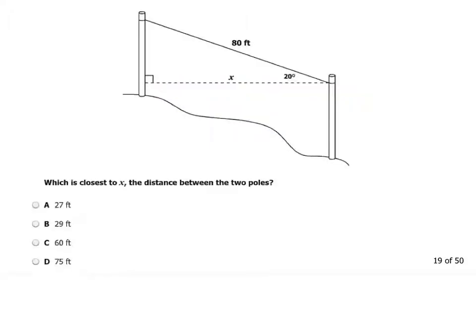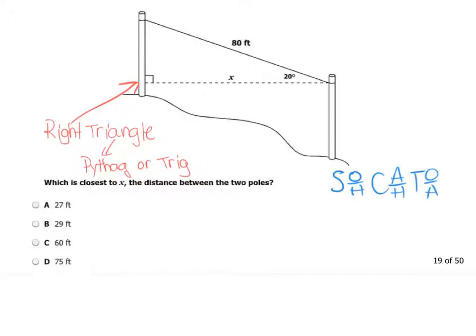Geometry SOL Review, G5 through 8, Triangles. Whenever you see a right triangle, you have to consider Pythagorean's theorem or trig. We're trying to find the value for x. Since we only have one side, we're not going to use Pythagorean's theorem, we're going to have to use trig. So our trig ratios are SOHCAHTOA.